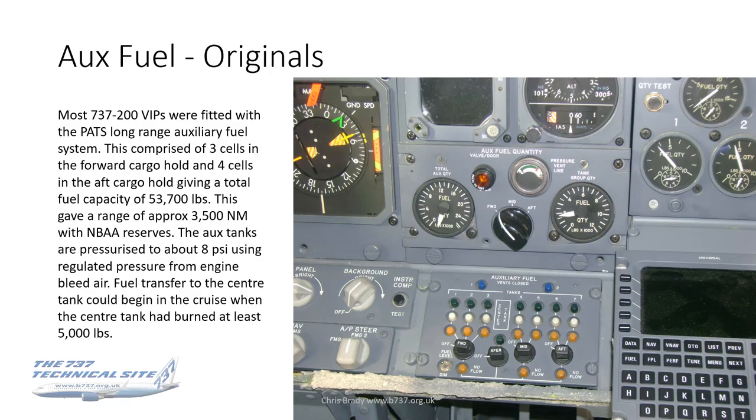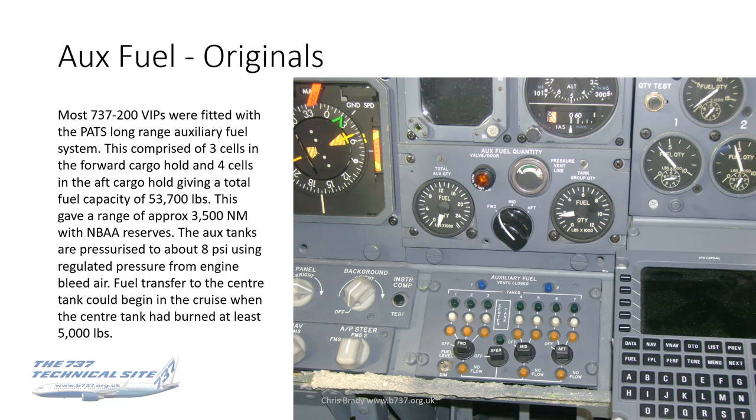All right, on to auxiliary fuel. We've touched on this a little bit earlier, but let's cover it in a bit more detail. Even originals had auxiliary fuel. The VIP versions, as they were known before the phrase BBJ was invented, and these systems, I think, only Pat's installed the auxiliary fuel cells. Certainly, it's the only one I've seen, and this is it here.